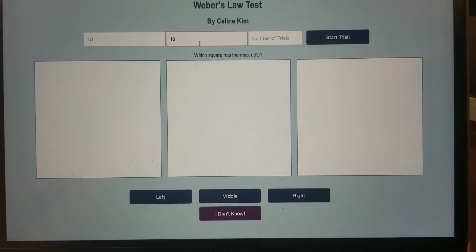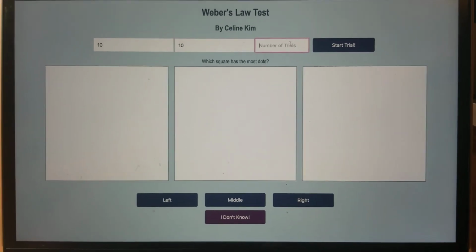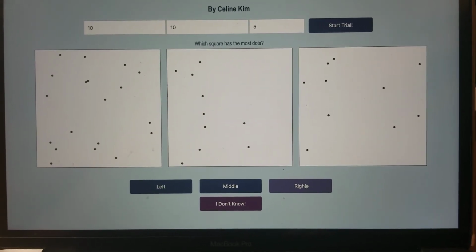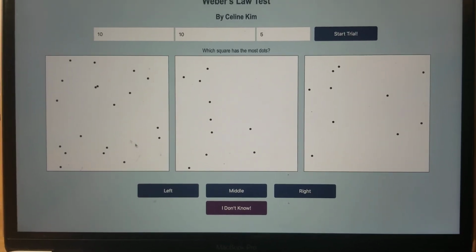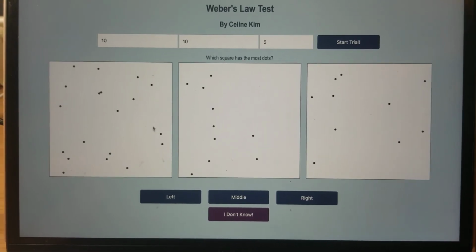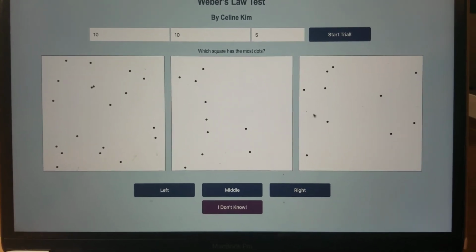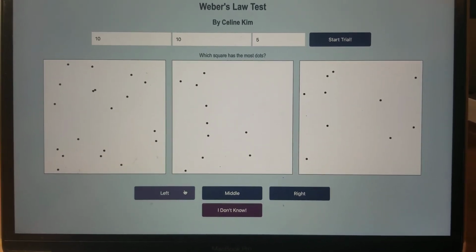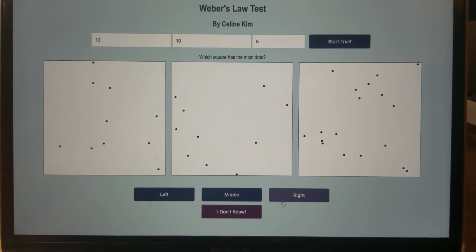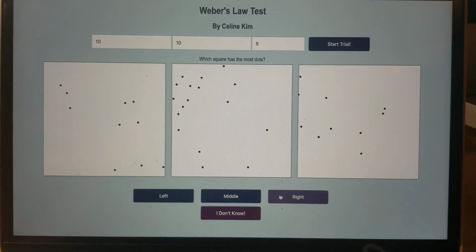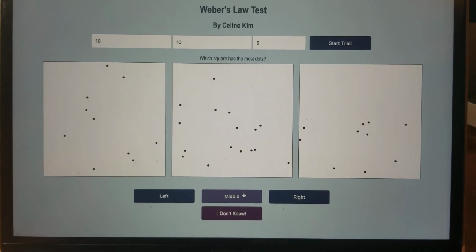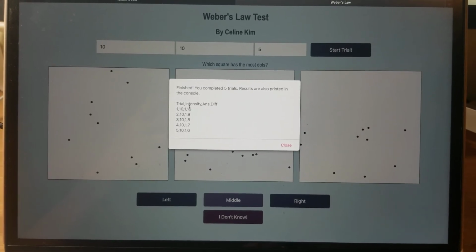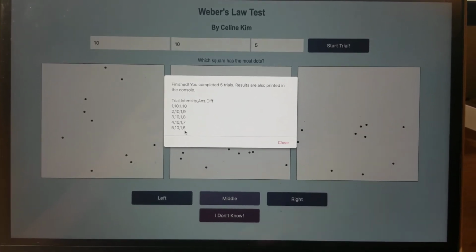So it starts with a difference of 10 and 5 trials. So, oh, this one has a lot. And to do this, I wasn't looking at 3 squares as a whole. I was trying to look at these 2 squares, see which one is greater, look at these 2 squares, see which one is greater, and along those lines. And again, I still have the I don't know option so that I'm not forced to guess and affect my data. Oh, and it looks like I got them all right. As you can see, the difference is going down as I'm getting them correct.